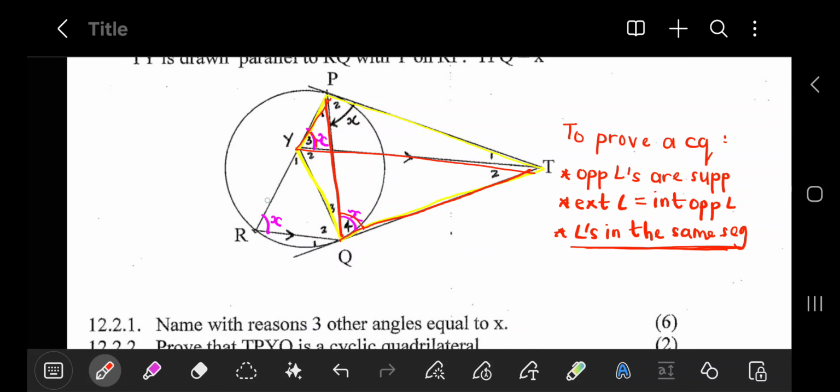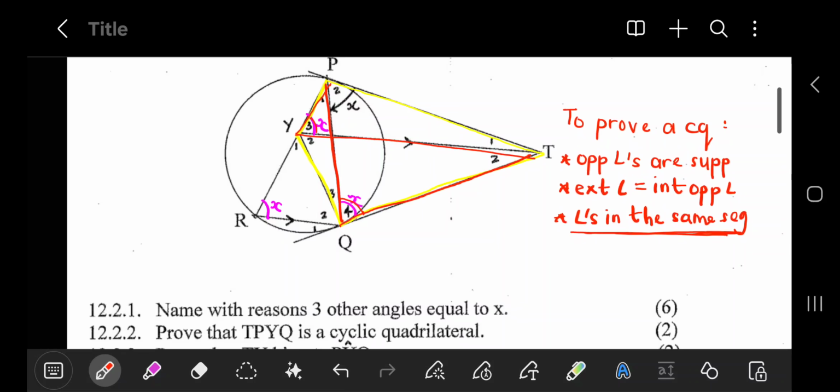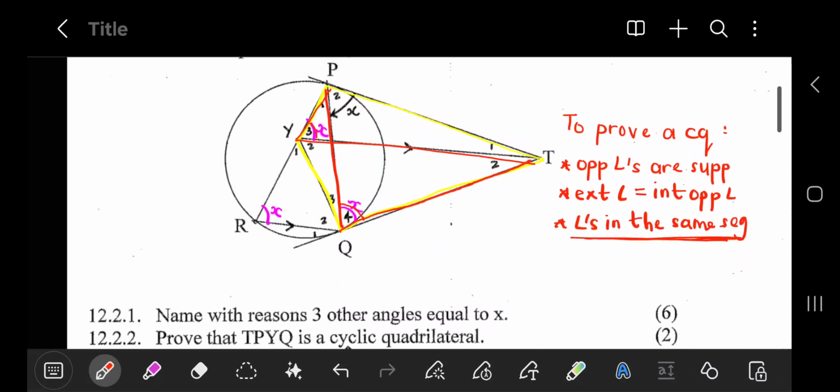And we can clearly see that in the cyclic quad, we have angle Q4 being x, angle Y3 being x, and notice that they are both subtended by P and T. So P and T subtend Q4, P and T subtend Y3. That is clearly angles in the same segment. And that is why it's only 2 marks, because you just need to state those angles are equal, the reason why they're equal, and that due to that reason, it's a cyclic quad. So let's write this down.